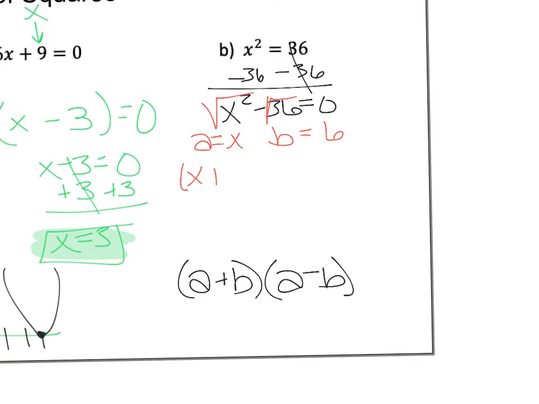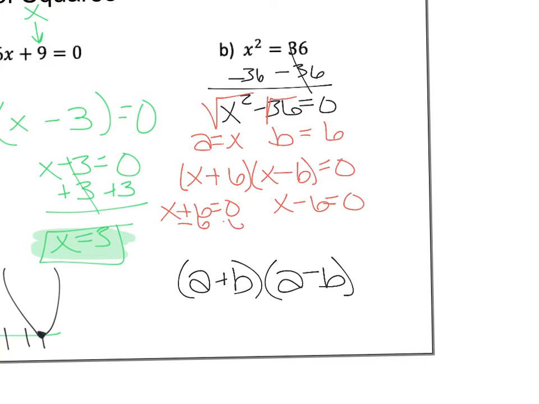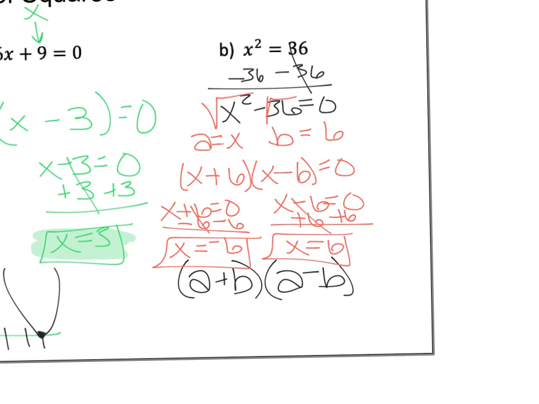So I have x plus 6 and x minus 6 equal to 0. So x plus 6 equals 0, and x minus 6 equals 0. So I'm going to subtract 6 here. I get x equals -6. I'm going to add 6 here. x equals positive 6. All right, so those are my two zeros of this function.